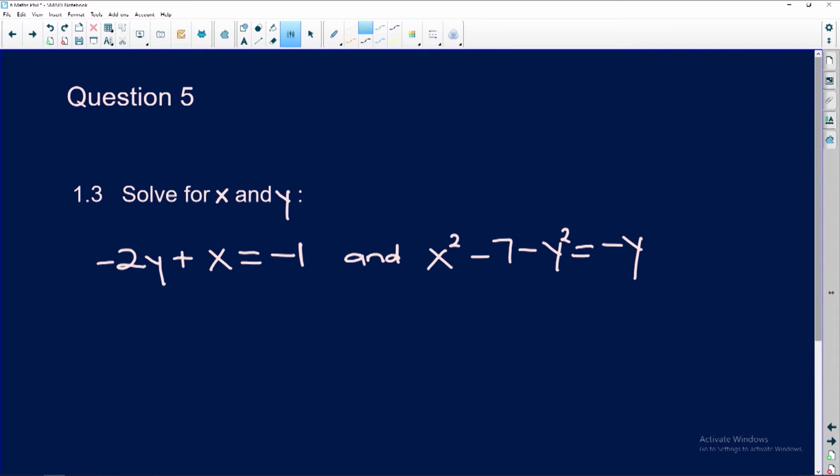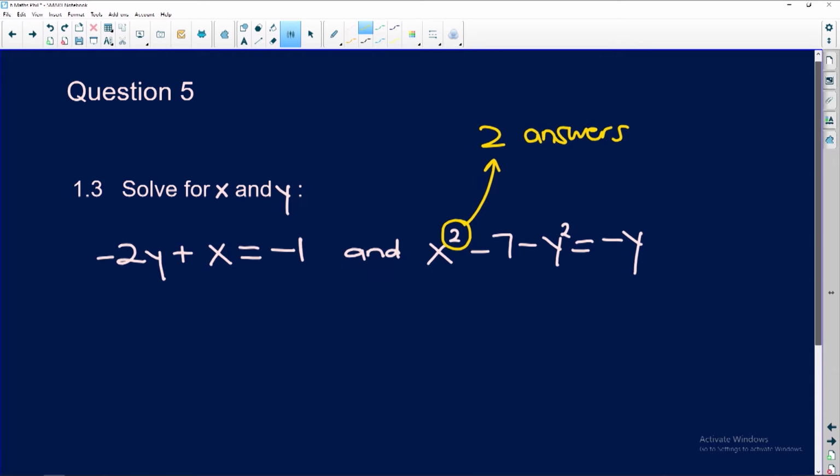This is an algebraic expressions question. Clearly some of you are struggling with it, so let's take a look at it. It says, solve for x and y. Obviously these are simultaneous equations. Guys, very important: the moment you see a squared, it means that there are going to be two answers, just like if that was a cubed, it would be three answers.